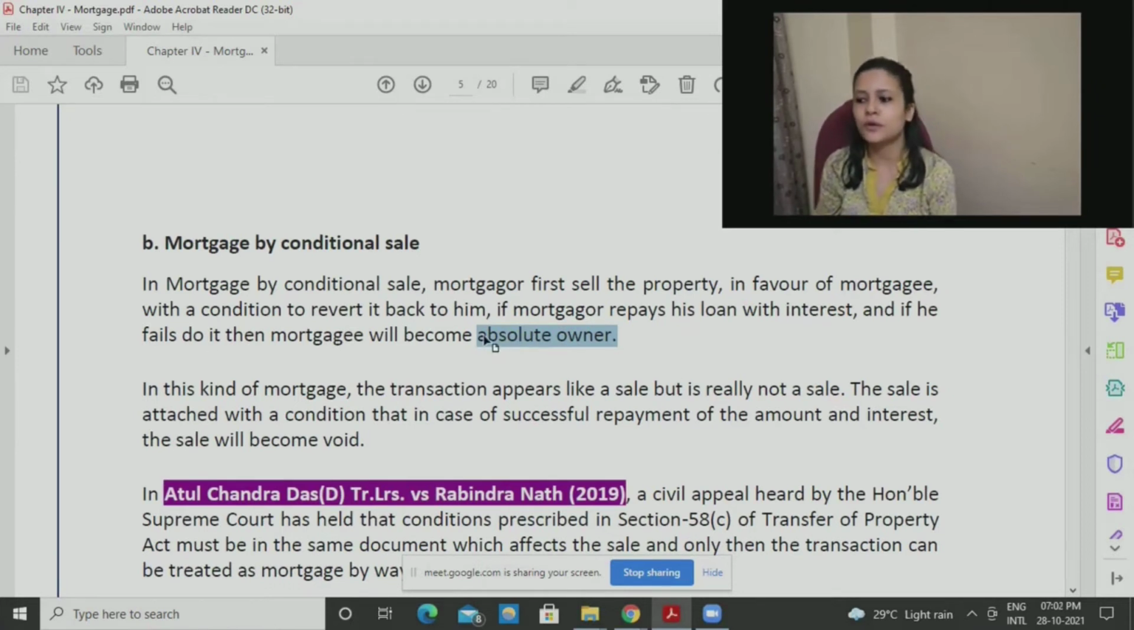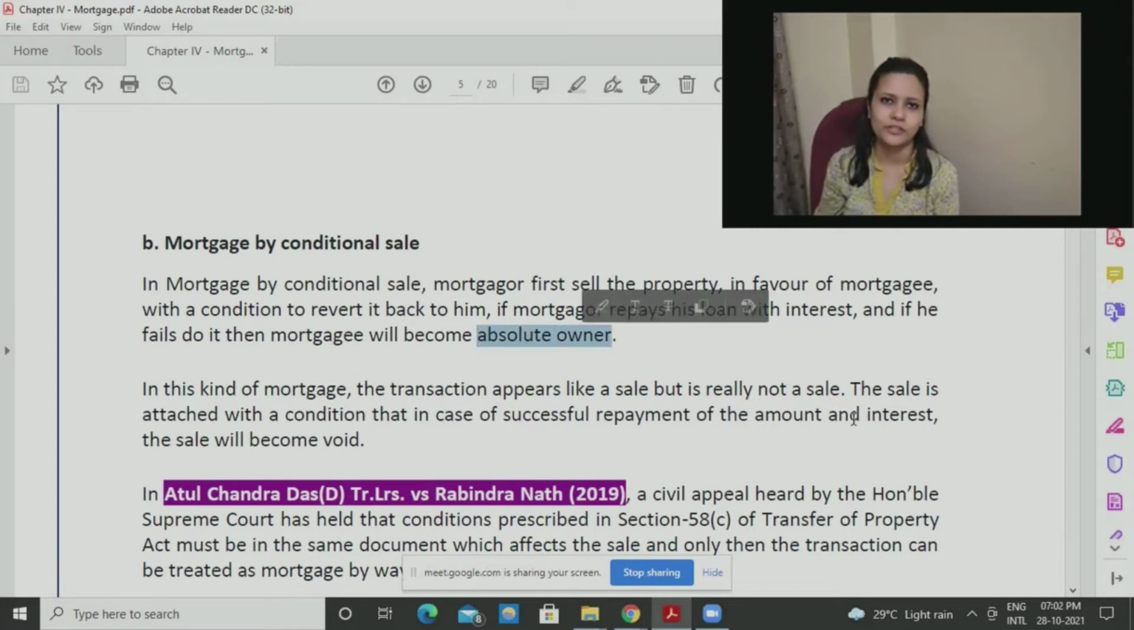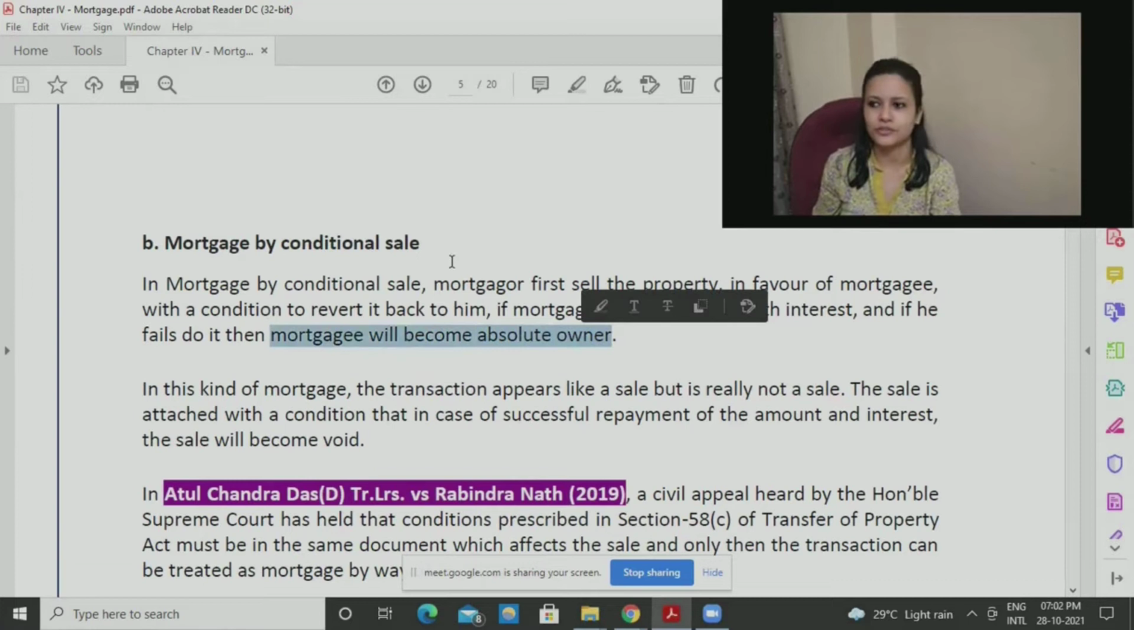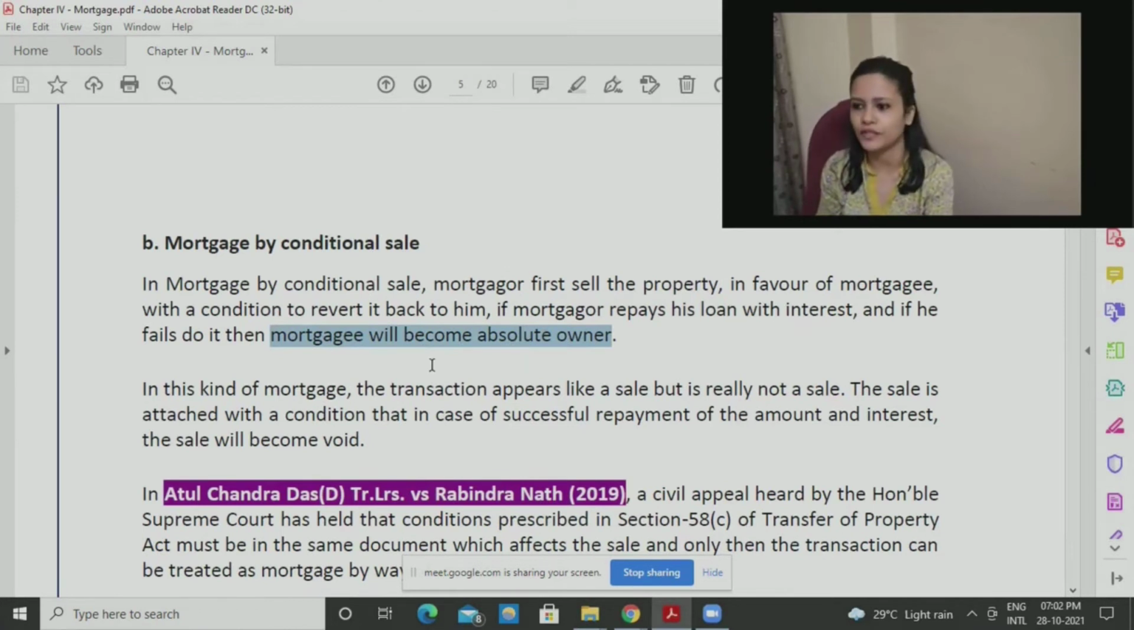So here also this person was initially not an absolute owner. Just for namesake, the property was transferred to him. There was a sale transaction taking place, but it was a conditional sale. A condition was there that in case the mortgager is able to return the amount plus the interest completely, the property will revert to him. Only if he fails within the duration will the mortgagee become an absolute owner. So initially when this transaction happened, the mortgagee was not an absolute owner. For namesake only he was an owner. Later on, if the mortgager is not able to repay, then only will he become an absolute owner of the property.